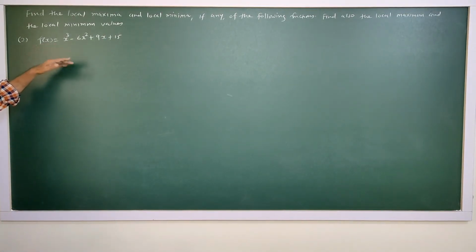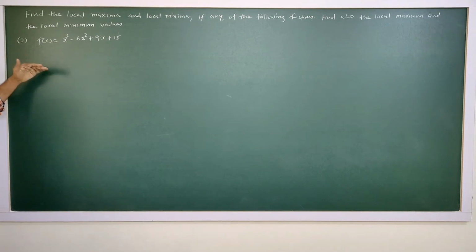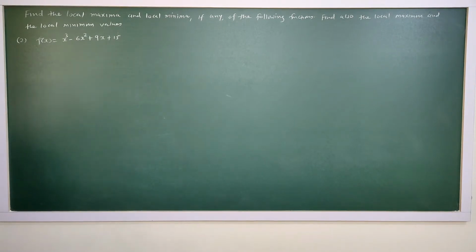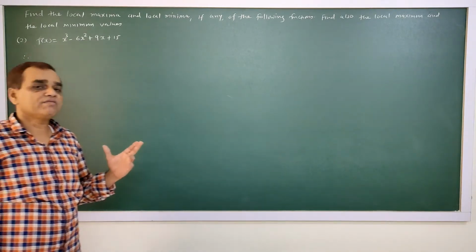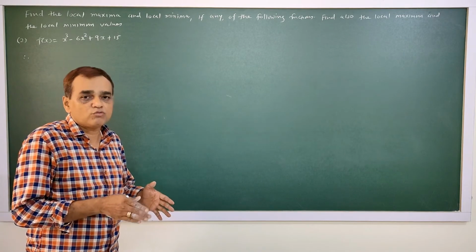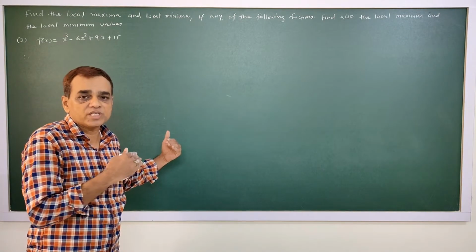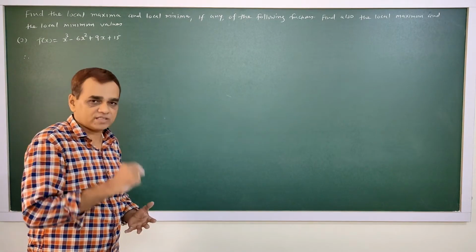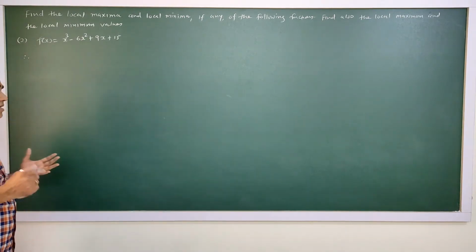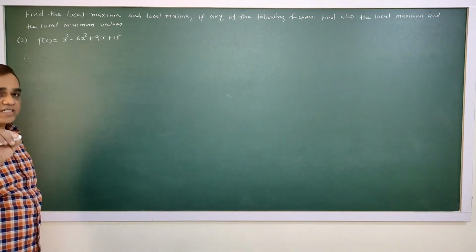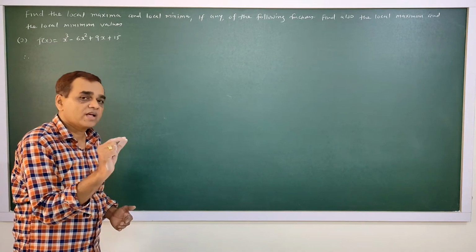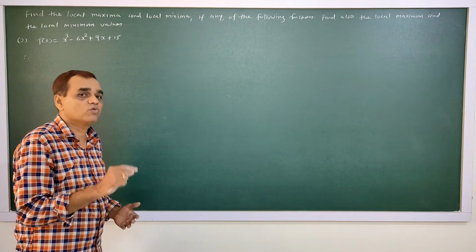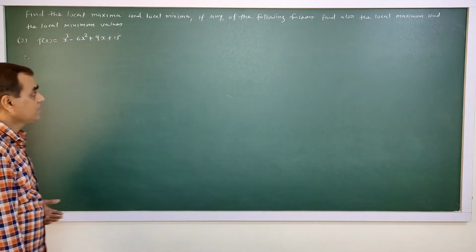Now for this function, we want to find local maxima and local minima, and local maximum and minimum values. See again, whenever we are given any polynomial function, the easiest way to find local maximum or minimum value is to use the second derivative test. In this test, first of all, we find critical points. Critical points are those values of x at which f dash x is equal to 0 or f dash x is not defined.